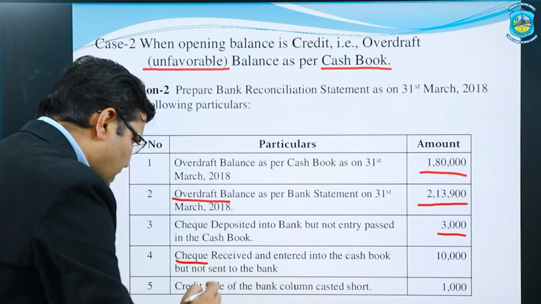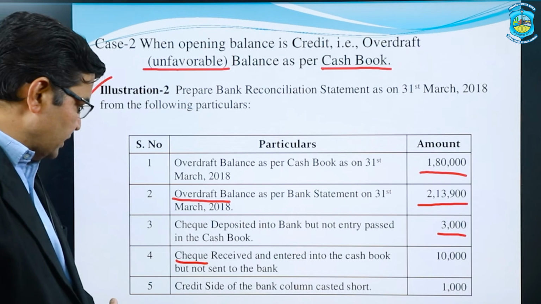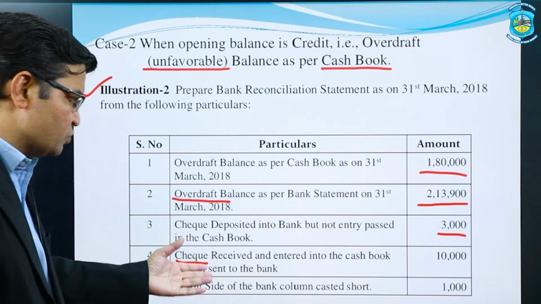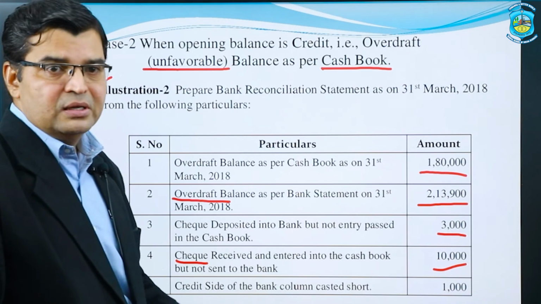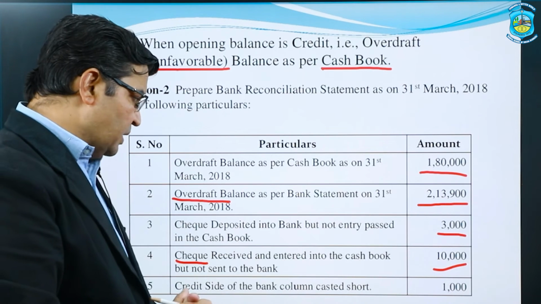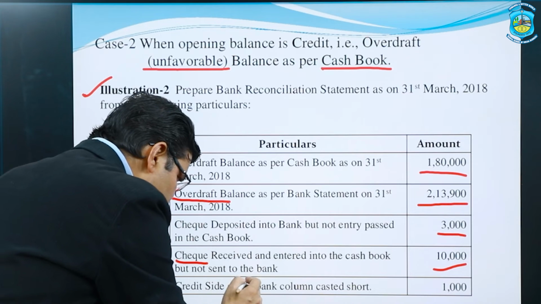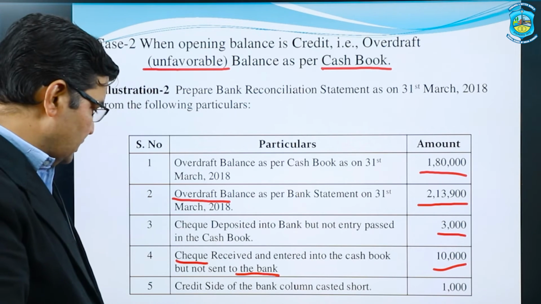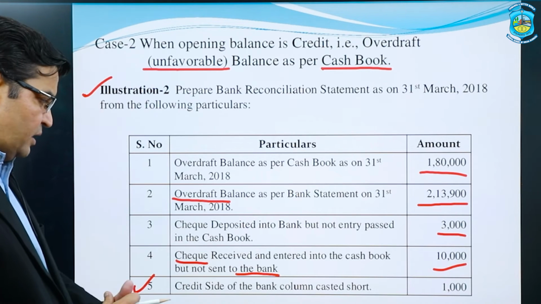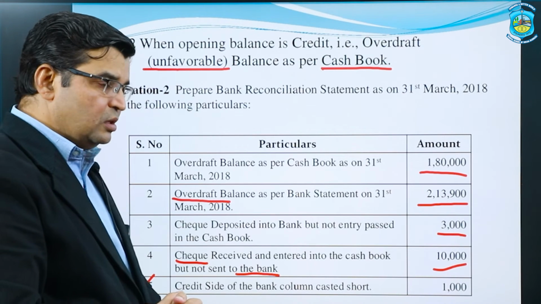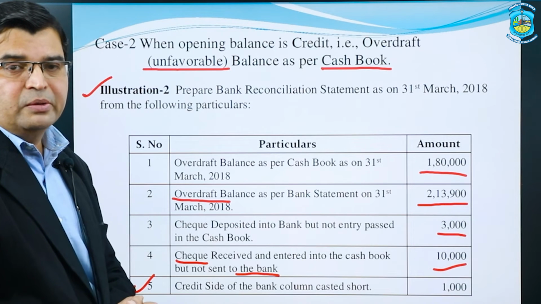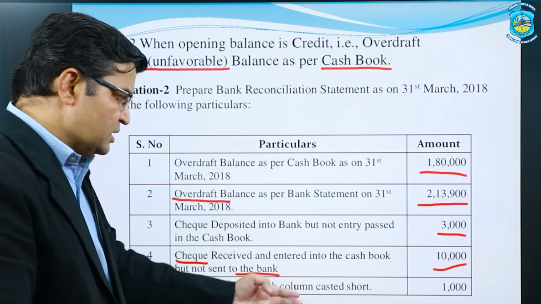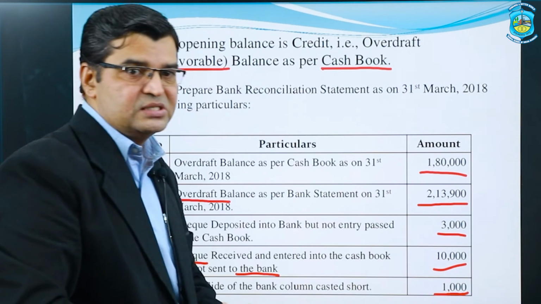Fourth point is checks received and entered into the cash book but not sent to the bank. Here we have received some checks worth rupees 10,000. We have also entered these checks in our cash book, but we did not send these checks to the bank. It means we did not deposit these checks in the bank, right? Then next is credit side of the bank column casted short. The credit side of the bank column means our receipt side, and we are going to reduce this 1000 wrongly from our receipts.